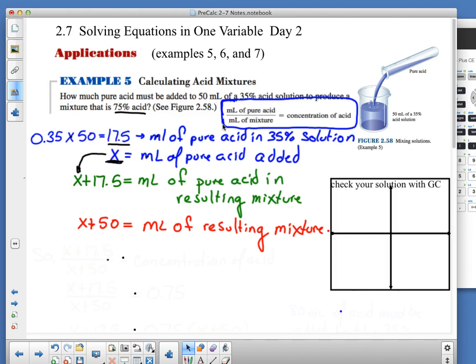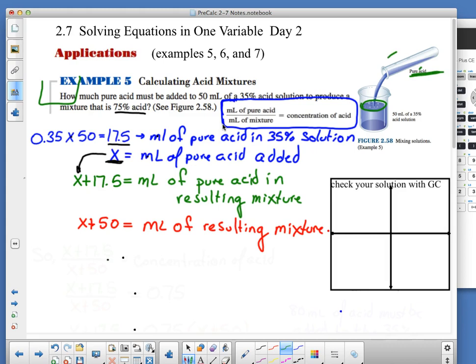So I want to make sure that it makes sense here, because I've got some folks when we go through this, there's a fast way to do it, but I want to make sure it makes sense before we start saying, okay, this is a more streamlined way to do it. This starts out with 50 milliliters, okay? It's right there, and I'm adding pure acid to it, okay?